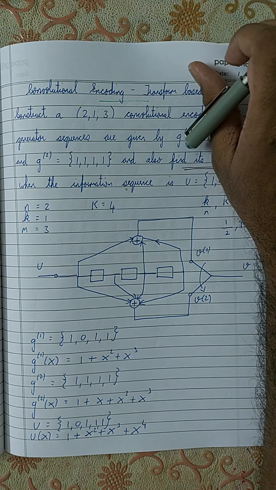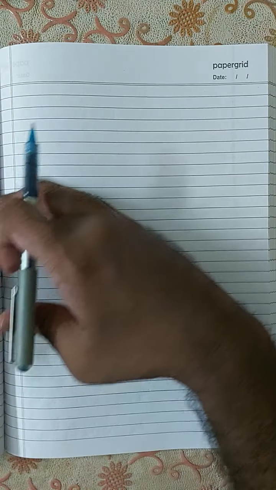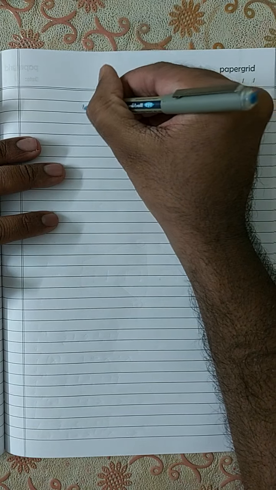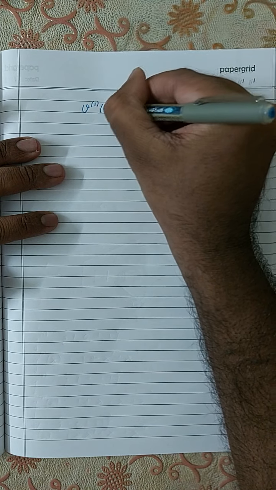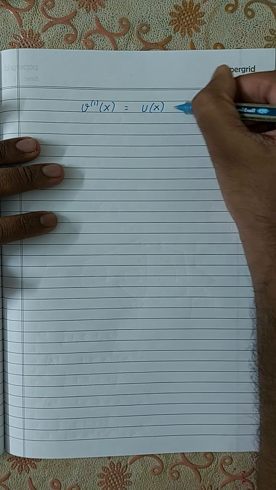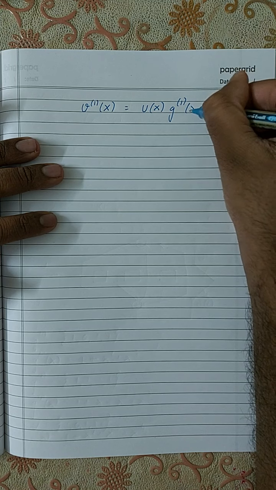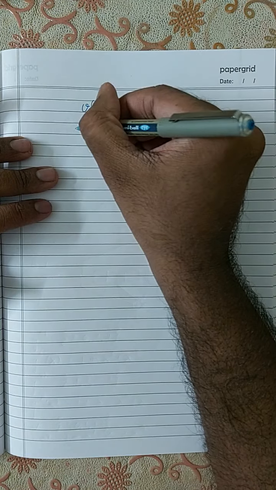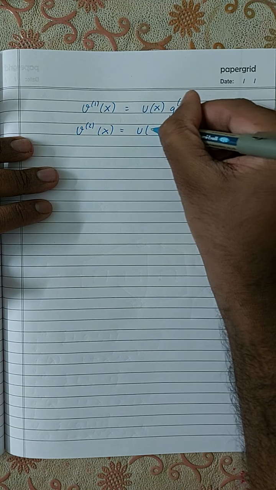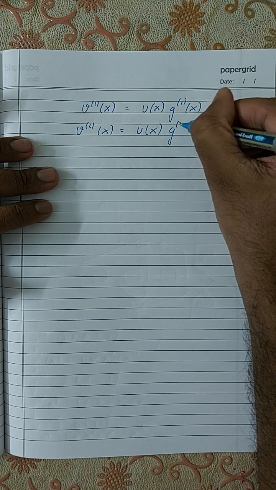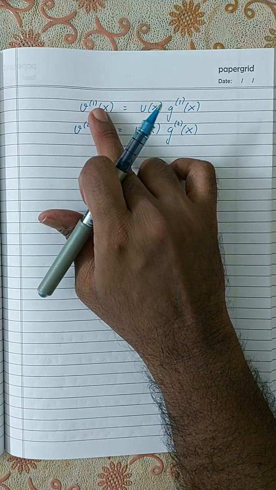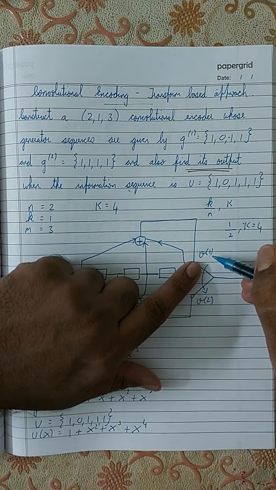Then you simply apply the equation which you have been applying since the (n,k) linear block code. That is, if you want to find the value of v of 1 of x, simply multiply u of x with g of 1 of x. If you want to find v of 2 of x, you need to multiply u of x with g of 2 of x. Like that you can find v of 1 and v of 2.